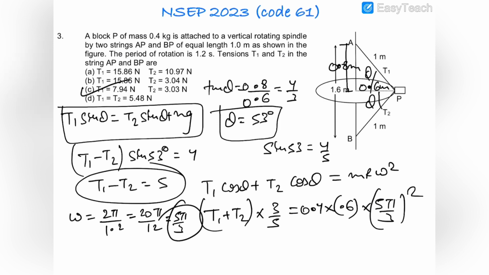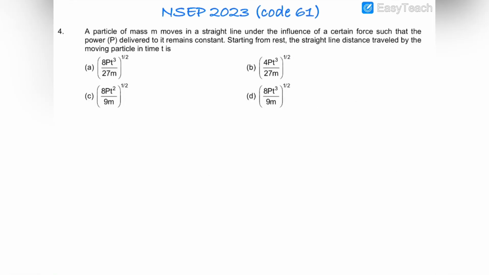Now let's move on to the next question. In this question, there is a particle of mass m which moves in a straight line under the influence of a certain force such that the power delivered by that force remains constant. If that particle is starting from rest and moving on a straight line, then we have to find out the distance traveled by that particle in time t.